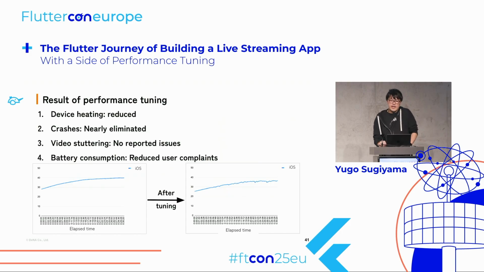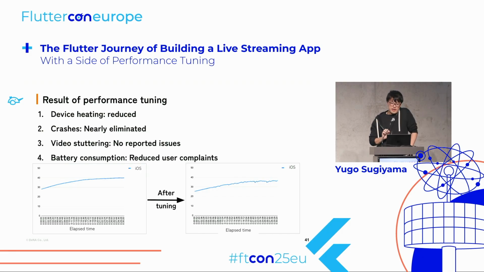And finally, let's summarize the result of our performance improvements. The device heating issue was improved, and that graph is from the QA team's stress test, showing the device surface temperature over time while streaming. The left is before the fix, and the right is after. Before the fix, the device temperature sometimes exceeded 40 degrees Celsius, but after the fix, it stayed in the mid 30 degrees Celsius.